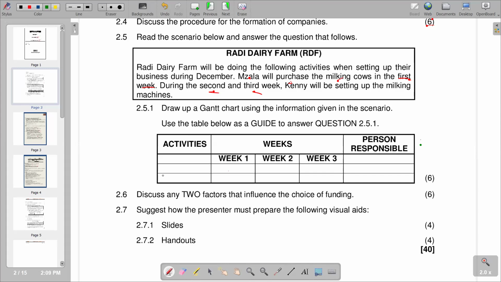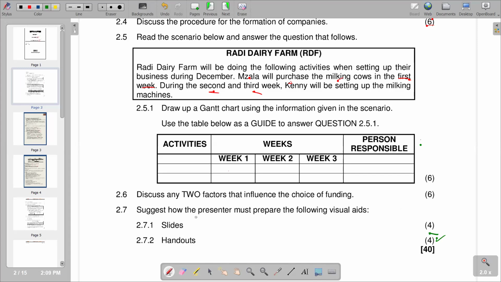Right, moving on to this last part of our question, which is around 2.7, which reads suggests how the presenter must prepare the following visual aids. The first part, which is 2.7.1, which is on slides, has 4 marks. And then we've got the second part, which is handouts, with 4 marks. So these are just presentation visual aids that simplify the process of presentation.